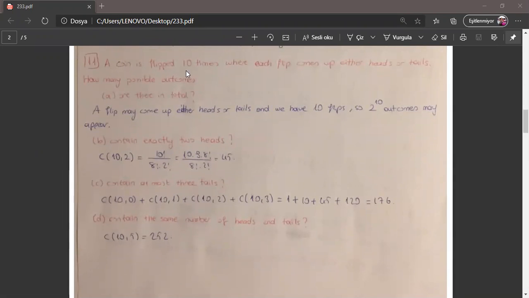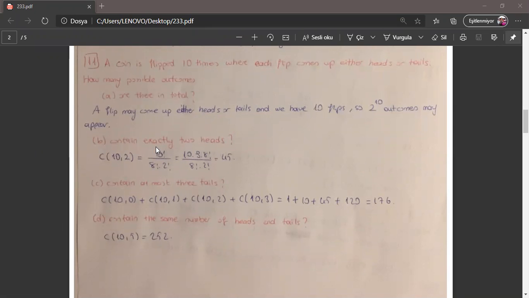Now we have a coin which is flipped 10 times, okay. We can flip it either heads or tails. So we want to find the number of outcomes in total. First we compute it. So for each flip, it's like the bit strings. For each flip, we have two choices. We have two possibilities or two outcomes. One of them is heads and the other one is tails. So we have 2 to the 10 many outcomes, right? As we flip 10 times, we have 2 to the 10 many outcomes.